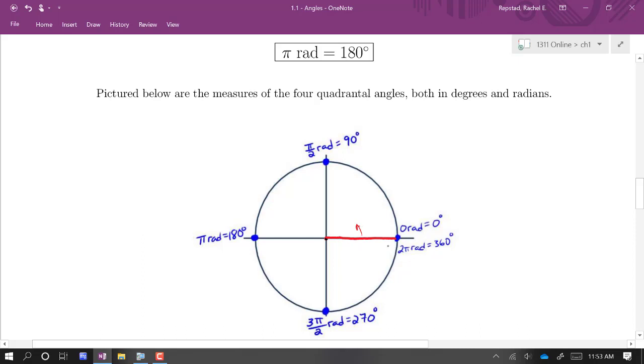So 0 degrees or 0 radians means we haven't opened any angle at all. At the 90 degree mark is pi over 2 radians. If we go all the way around to the other side, we are at 180 degrees or pi radians. 3/4 of the way through is 3 pi over 2 radians at 270. And then if we come all the way back to where we started, 2 pi radians is 360 degrees.